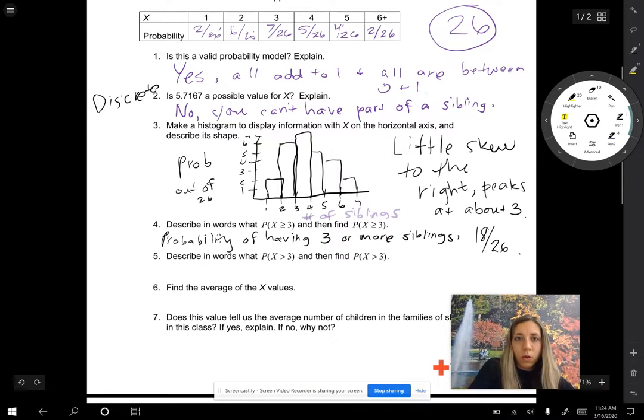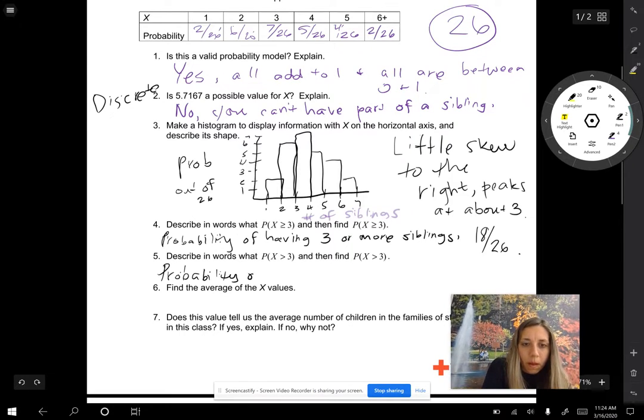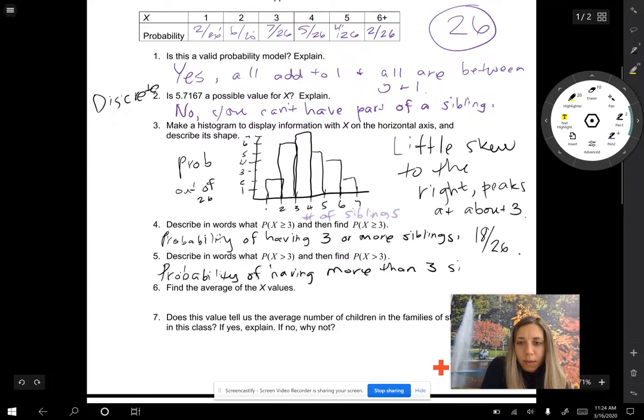The next question says, describe in words what probability of x is greater than 3 means. Strictly greater than means that you would not be including 3, so that's the probability of having more than 3 siblings.